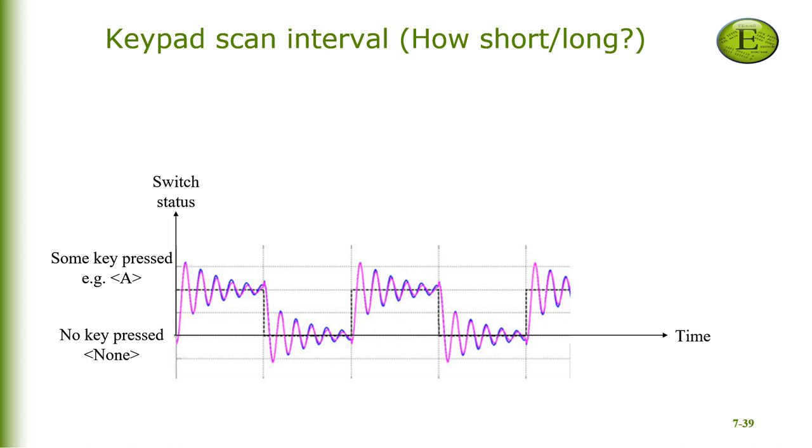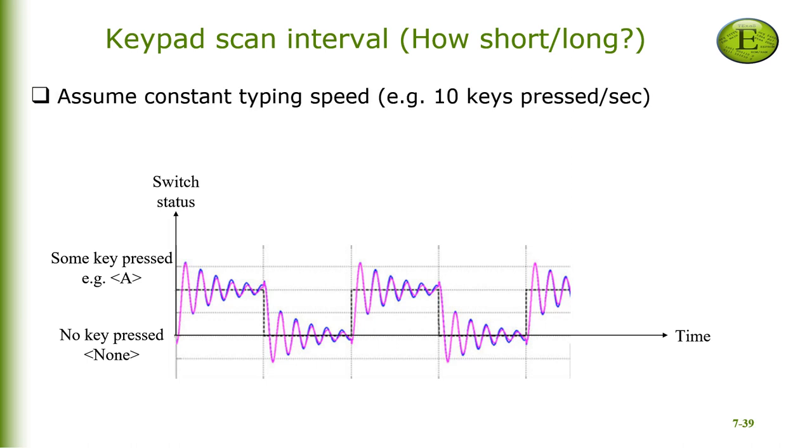And here we are going to make some assumptions. The first of them being the constant typing speed. And in this case, we have taken an example of 10 keys pressed per second. And it would be helpful to visualize the keypad status as sort of a function of time. And the status can be represented as a two-level signal.